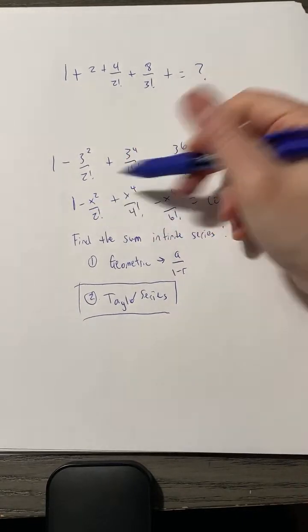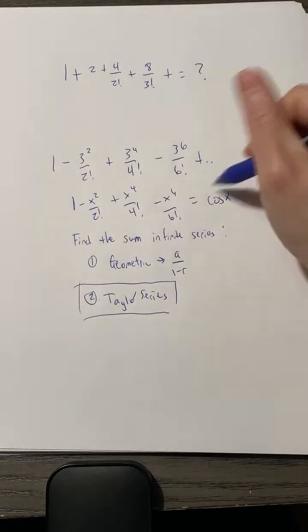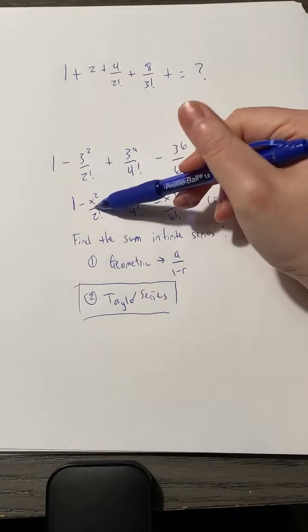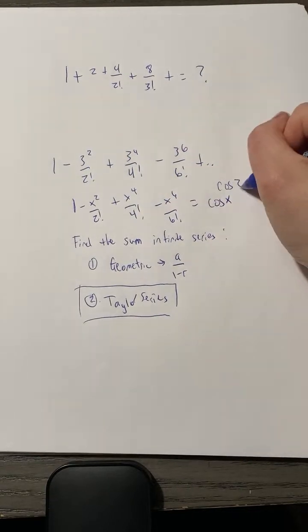Because it's all the even ones, it's alternating. And when you have cosine, now all we do is just see what number we plugged in. What number did we replace the 3 with? X. So the answer is cosine of 3.